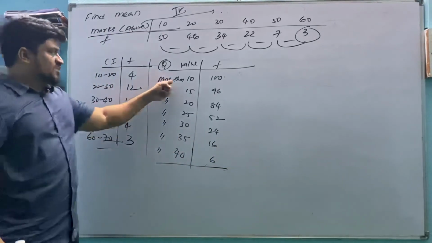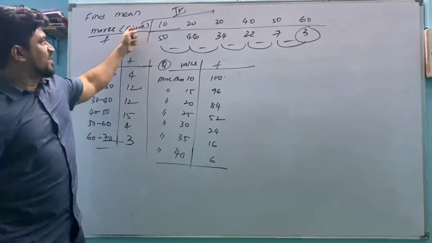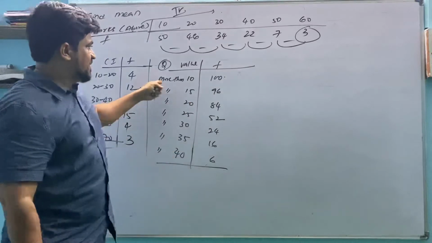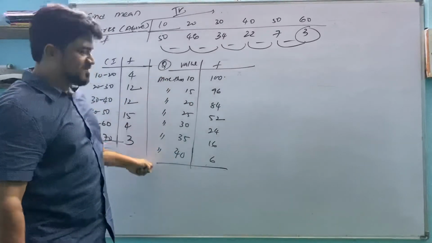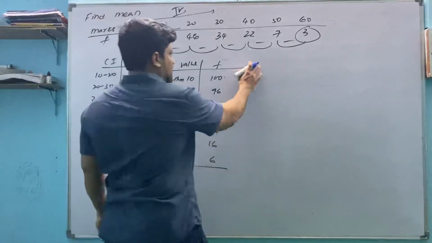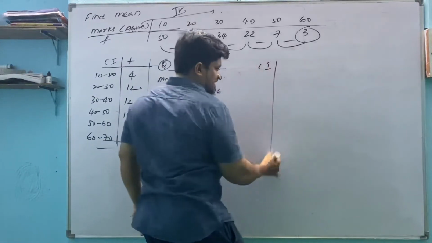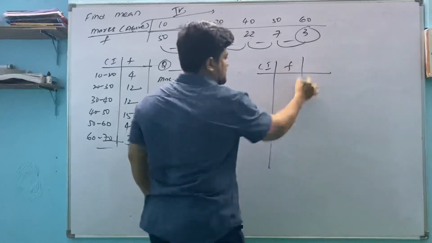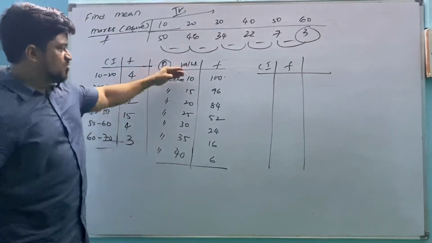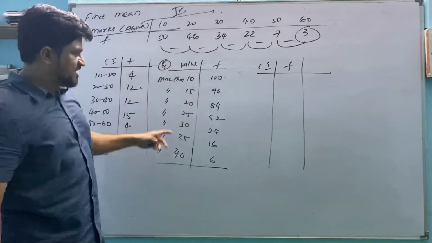This is the question. More than or above they can ask you. Above will come only one time, and the remaining questions you will find in discrete series. But here, more than is given, so every value will get more than, or above. So to find whatever they have asked, we have to form the class interval and frequency first, because the classes are not proper. More than 10, more than 20. First check the difference, 5 difference.